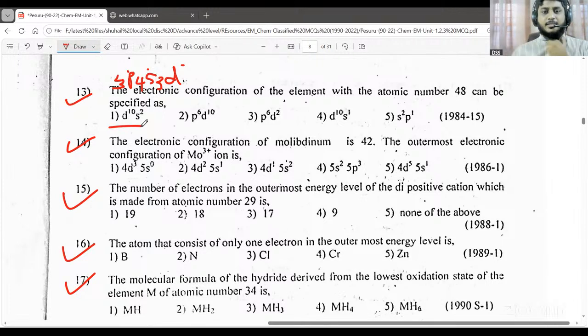Again, the last set. Here S is missing, so definitely S should be here. P6 D10 is incomplete, so S2 also should come. So D10 S2 is the correct answer.